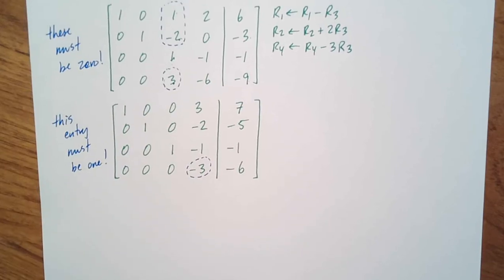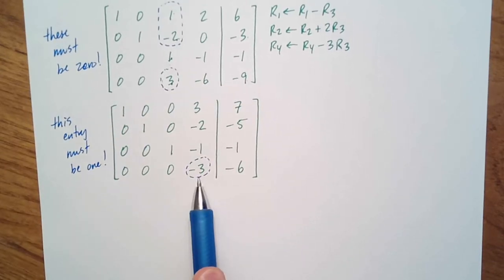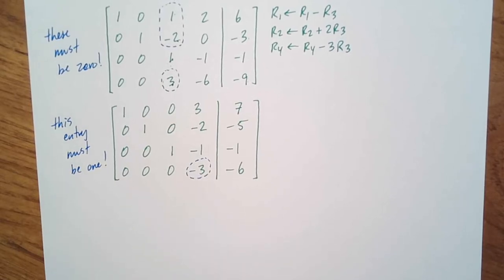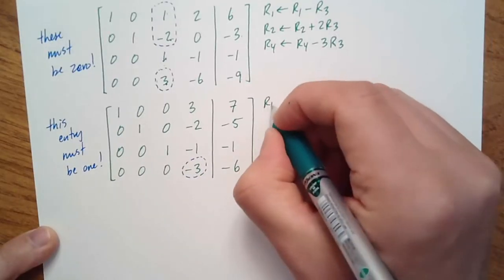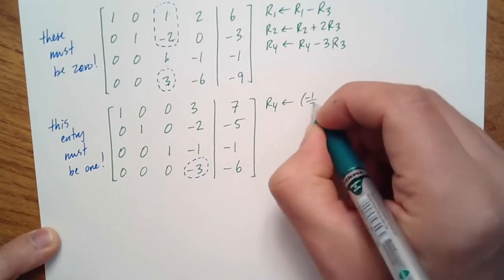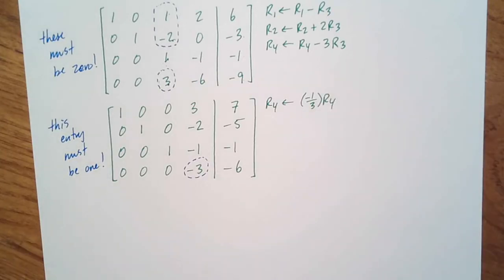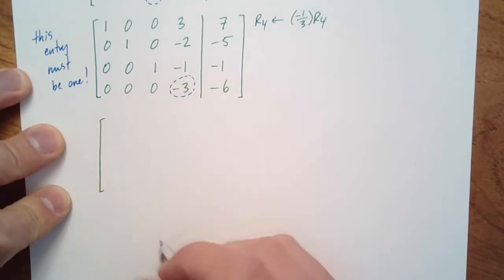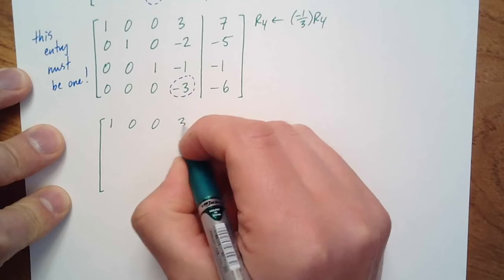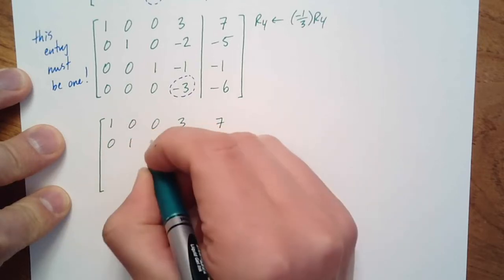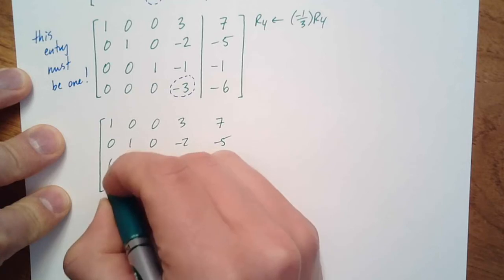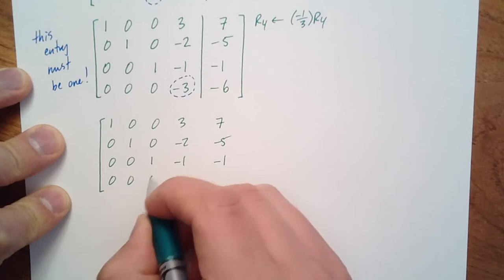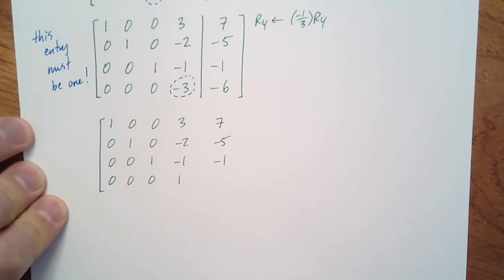Okay, so, well, we can do that. There's a single operation that will accomplish that task. Let's multiply this entire row by the reciprocal of that number. So that just means to multiply that row by negative 1/3. So we're going to take row 4 and replace it with negative 1/3 row 4. That'll be the only operation we need to do for this step. So the first 3 rows will not change. But our 4th row will actually become exactly what we want it to be, 0, 0, 0, 1.